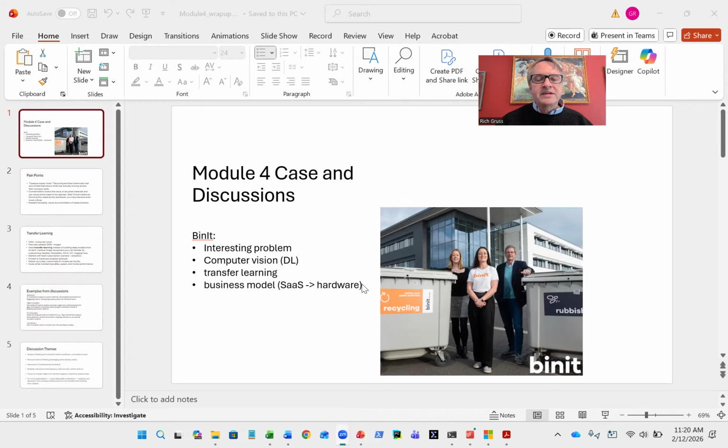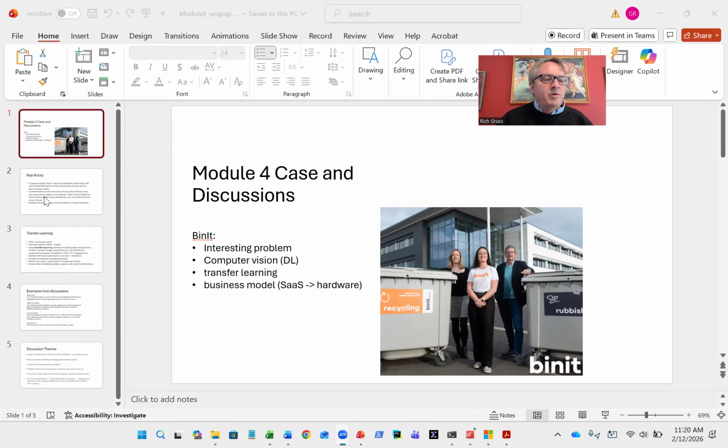So it's this idea of computer vision. And then also the notion of transfer learning, which is a pretty important concept in training. Training is often the most expensive part of developing an AI model, and transfer learning is a great way to shortcut that. And then finally, it has an interesting evolution of the business model, in particular going from selling software as a service to selling hardware. We'll talk about that just a little bit.